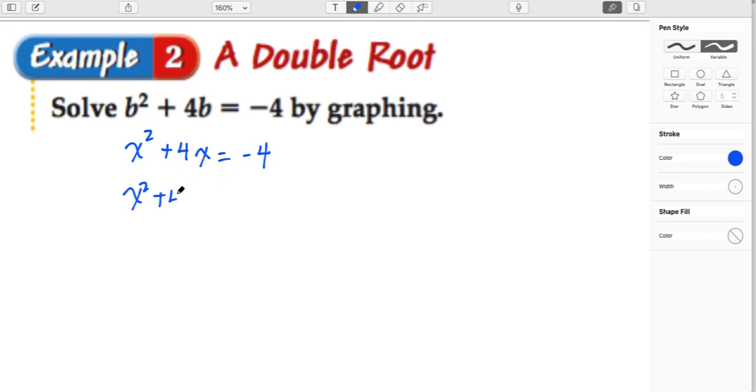x squared plus 4x plus 4 is equal to 0. By the way, I always like to, if I can, make sure that my lead coefficient is positive if I am solving for, if I'm setting everything equal to 0.